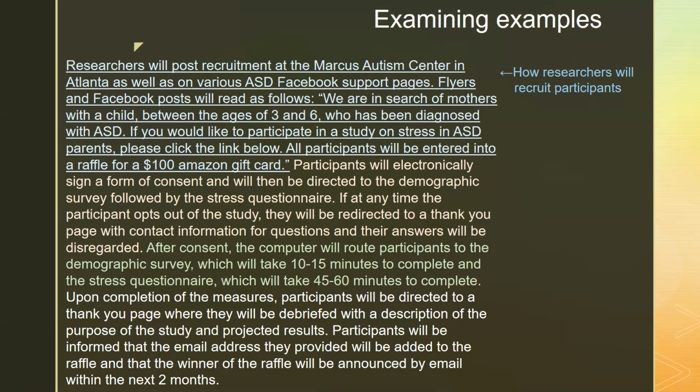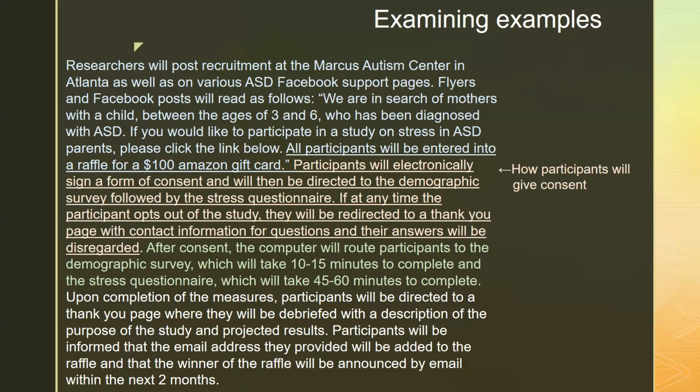The researchers will post the recruitment text here as well as various autism spectrum disorder Facebook support pages. Flyers and Facebook posts will read as follows. This is a recruitment text afterwards that they just made up, but you can come up with your own. So it reads, we are in search of mothers with a child between the ages of 3 and 6 who have been diagnosed with ASD. If you would like to participate in a study on stress in ASD parents, please click on the link below. So we're saying researchers are giving them this at these places, and it's going to say this.